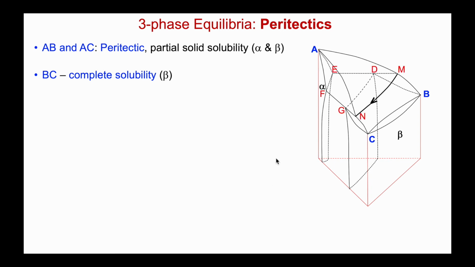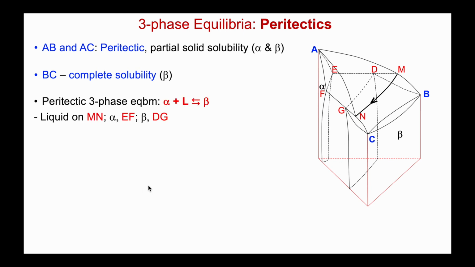Let me just add some lettering to denote the various compositions of the phases that participate in the reactions. For the AB binary, M is the peritectic liquid, E and D are the compositions of alpha and beta respectively. For the AC binary, N is the peritectic liquid, F and G are the compositions of the coexisting alpha and beta phases. In the middle of the system, we still have a peritectic reaction. Alpha plus liquid is in equilibrium with beta, but the liquid could be anywhere along Mn, and the two solid compositions could be anywhere along EF for alpha and DG for beta.